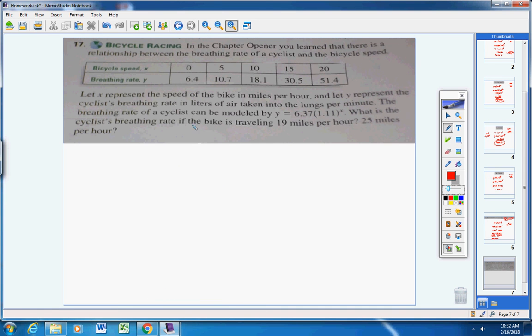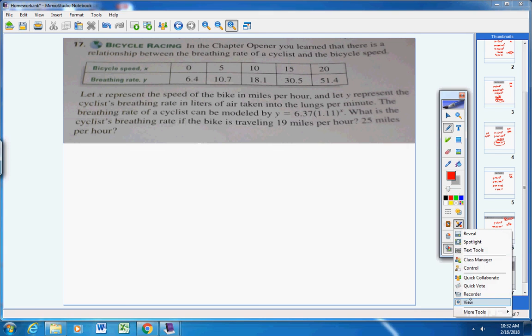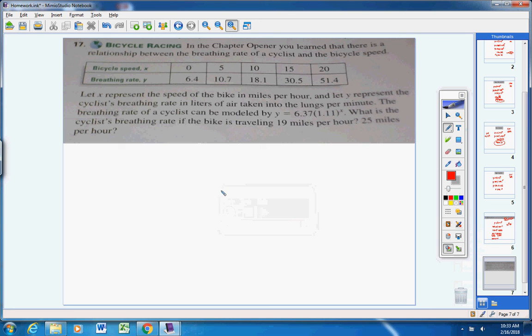Number 17. Now, they're telling you here is a relationship between the breathing of a person riding a bike and their speed. And that should make sense, students. The faster you bike, the heavier you're going to breathe. That should make sense. And students, it should also make sense that the slower you pedal, the less heavy you'll breathe. Okay, so it makes sense. So they're telling you here that the relationship between pedaling and breathing, or the speed of your bike and breathing, is this right here. Okay, they give you the model.